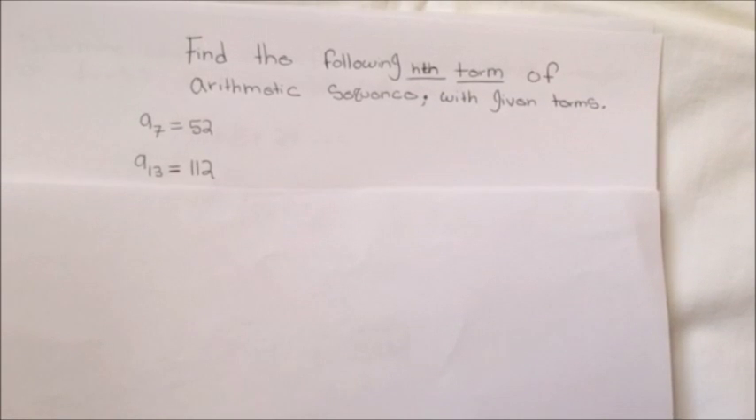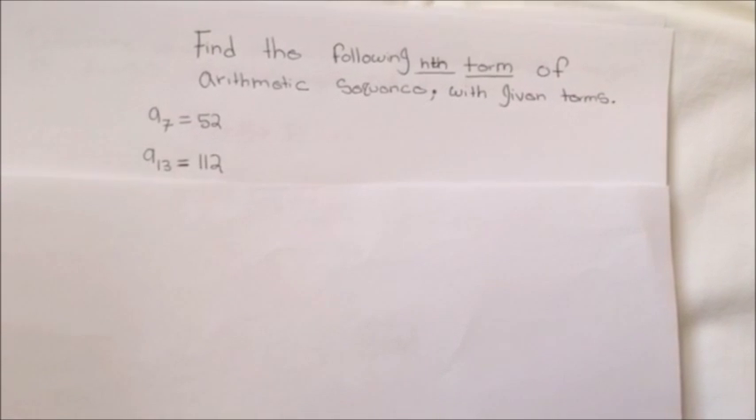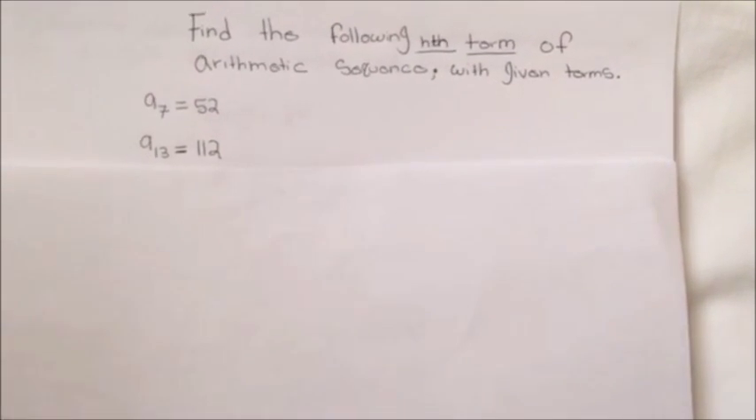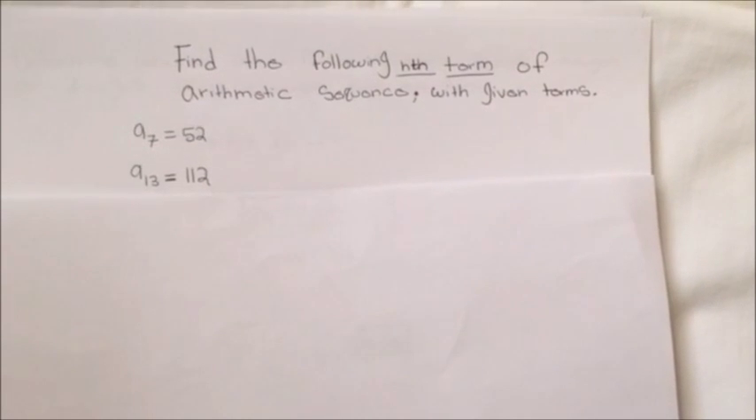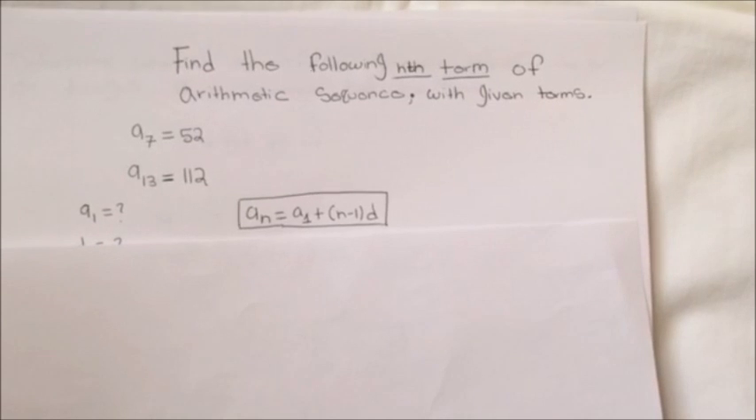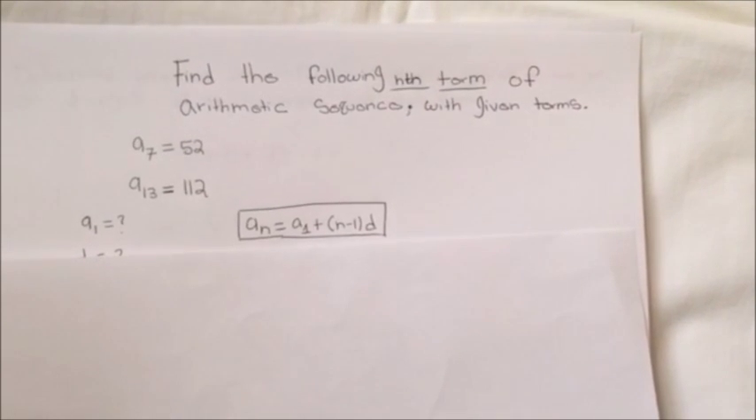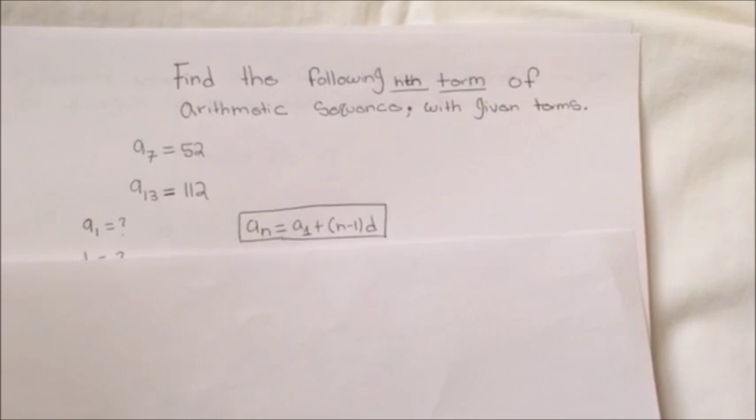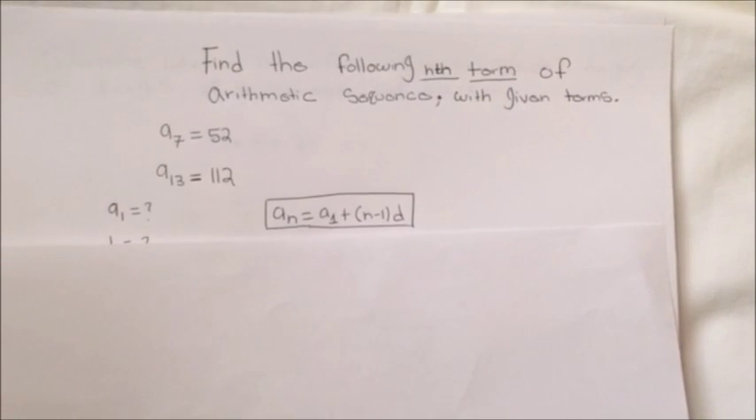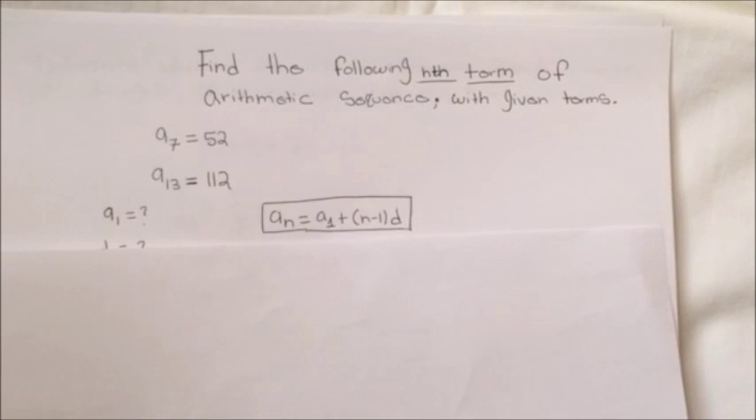Find the ninth term of the arithmetic sequence with given terms. a7 equals 52, a13 equals 112. The arithmetic sequence formula is an equals a1 plus parentheses n minus 1 close parentheses d. We have to find a1, d, and an.